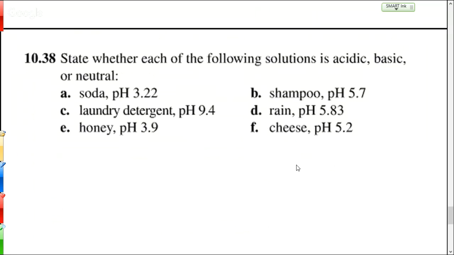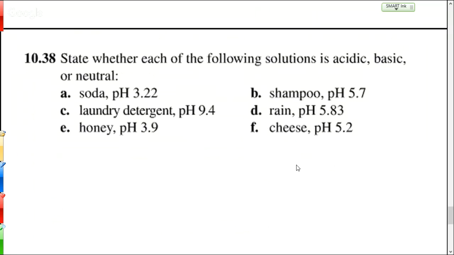So I would say around 7 is neutral, but technically anything below 7 has an imbalance of hydronium and hydroxide, as does everything above exactly 7. All right. So any questions about pH? Okay.